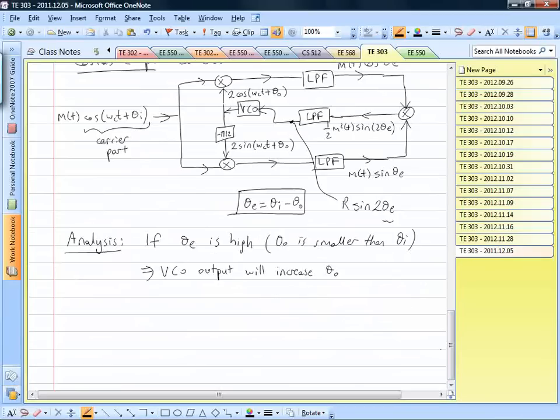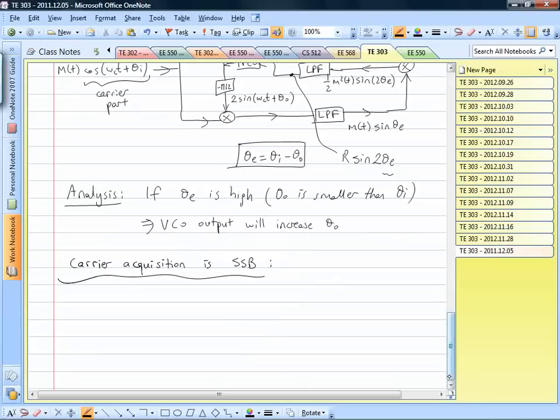How about in single sideband? So this was for the double sideband. Can we do carrier acquisition in single sideband? I'm not going to go through the analysis, but I'm just going to say that it is not possible to acquire. This is suppressed carrier, of course. No carrier is sent. So it's not possible to acquire the carrier.